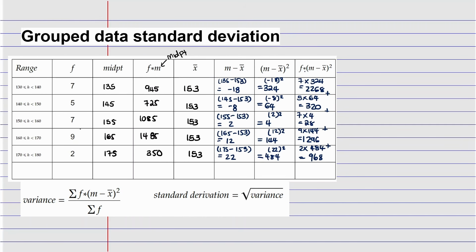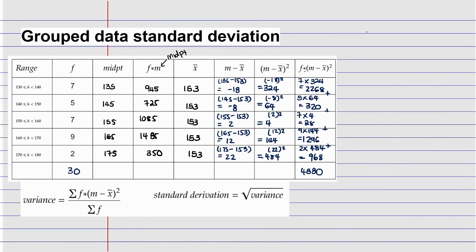Divided by the total of this one, and that one we already know is 30. So let's add this one, right? It's going to be 2268 plus 320, right? Plus 28, right? Plus 1296. Then it's going to be plus 968, right? So you're going to find your answer as being 4880, right? So that's what you're going to get.